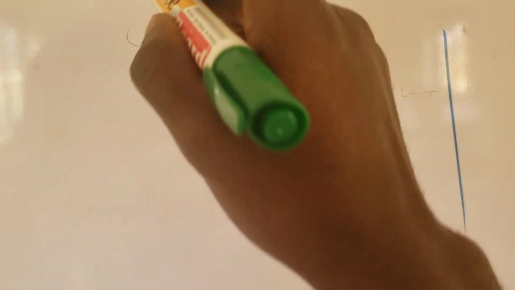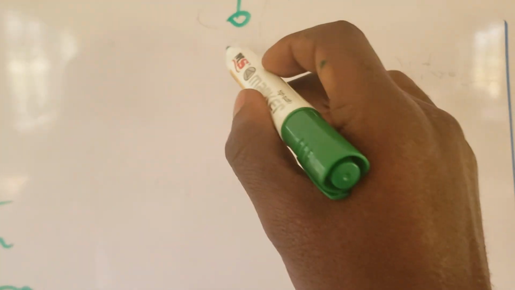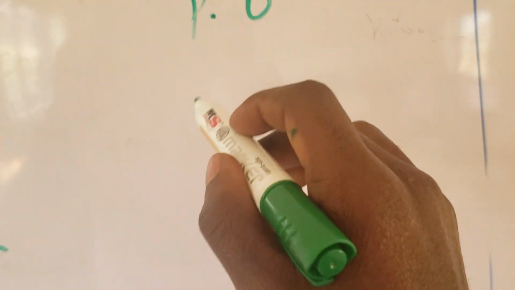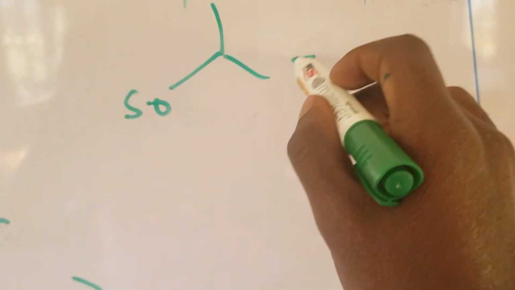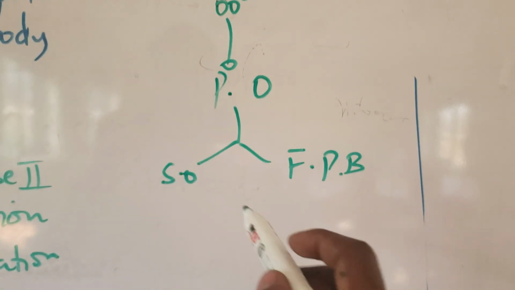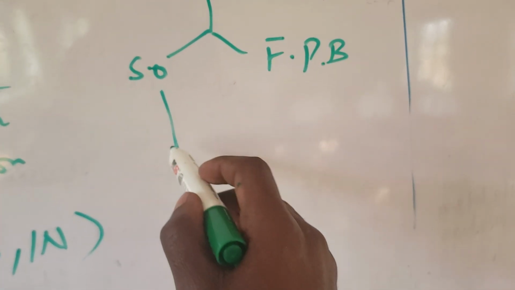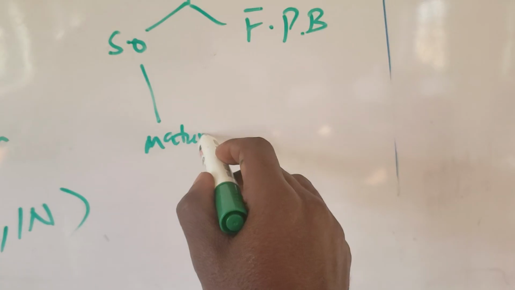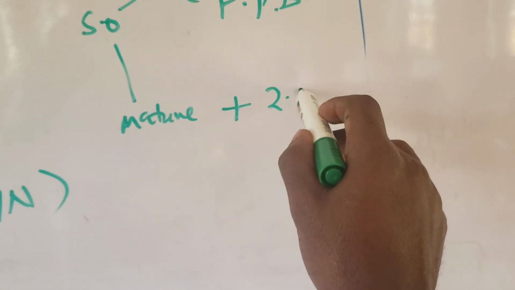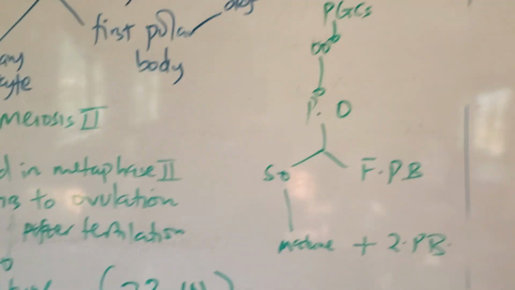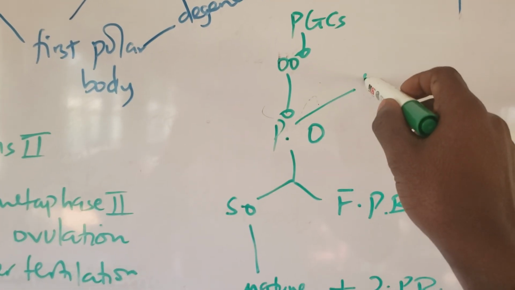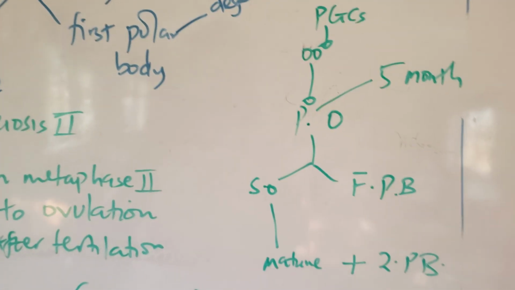So we can do a recap. We had primordial germ cells giving us oogonia, giving us primary oocytes, giving us secondary oocyte and first polar body. And then the secondary oocyte gives us a mature oocyte and also a second polar body. We said that by the 5th month, we have formed all primary oocytes. There are no oogonia at birth.